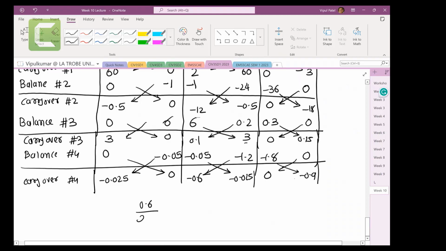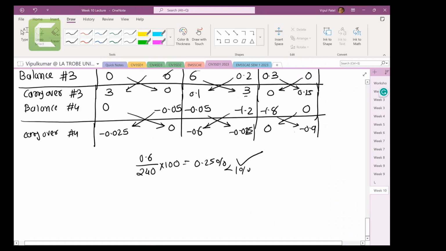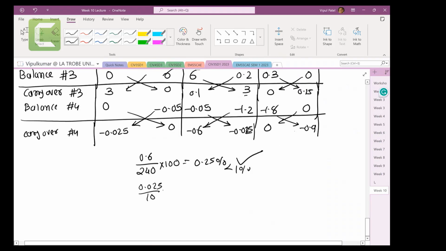0.6 over 240 times 100. You get 0.25%. Very small. That is okay, which is less than 1%. This one here, 0.025 divided by 10 times 100, so you get about 0.25. So that is okay, less than 1%. Both are very small numbers. Now you can feel that it is all getting very small.